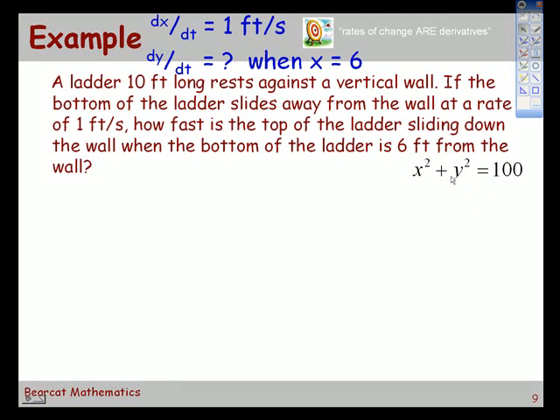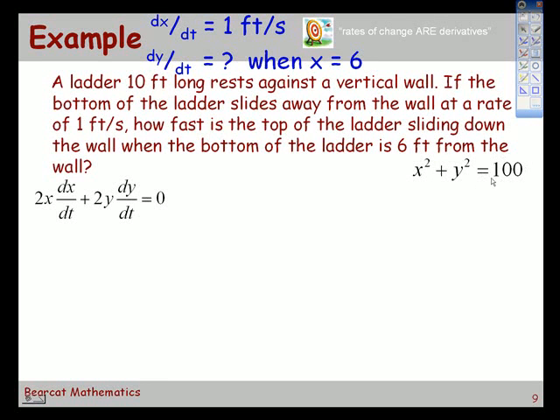If I take the derivative of both sides, I'm going to start with this x squared. The derivative of x squared is 2x, but I need to multiply by dx/dt to follow the chain rule, because we're doing this with respect to t, and x represents some function of t. Same thing with y squared. I'm going to have 2y dy/dt, and then equals.